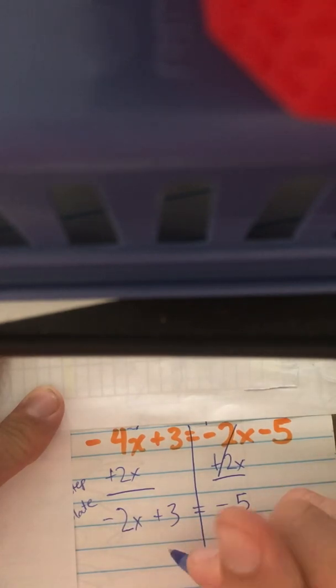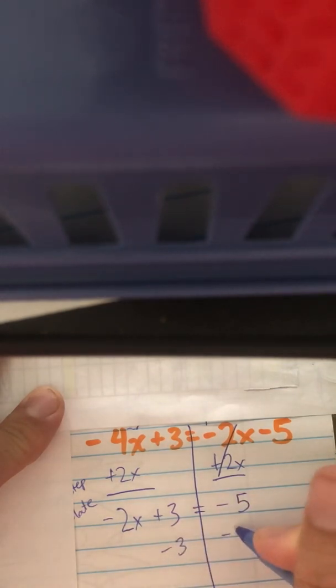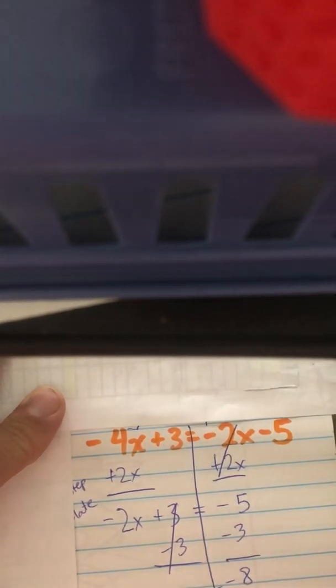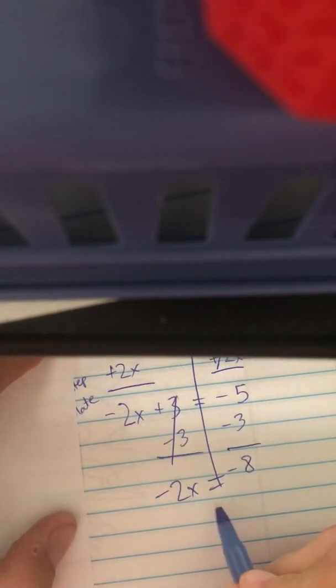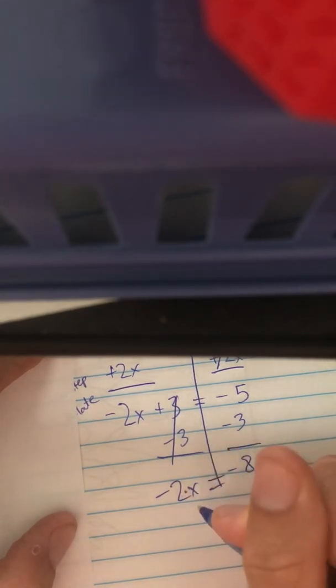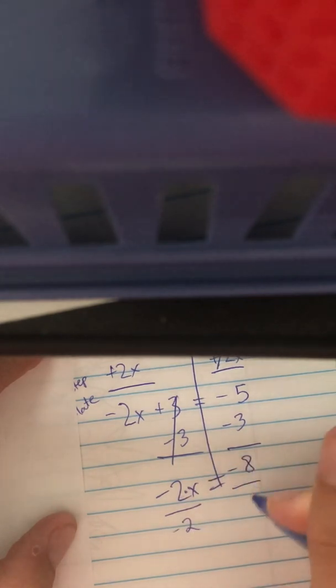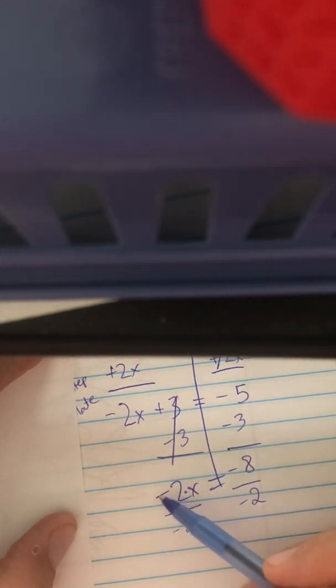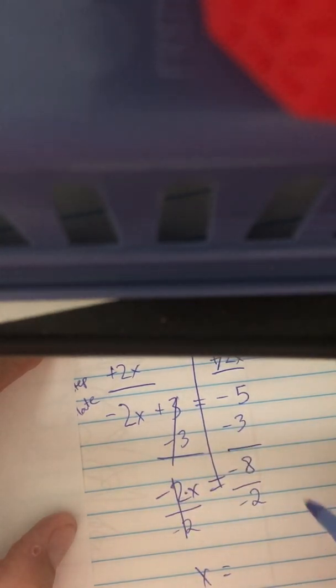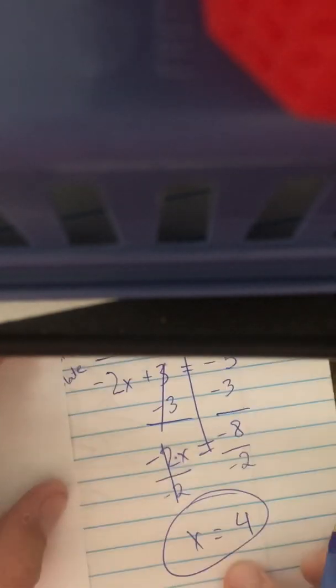This is two-step, so minus 3, remember, add or subtract first. And this is minus 8, and this is minus 2x. Then minus 2x equals negative 8, so this is multiply, so I'm going to divide by negative 2. Don't divide by 2, you have to divide by negative 2. It does not cancel out if you divide by a positive. So negative 8 divided by negative 2 is 4. x equals 4.